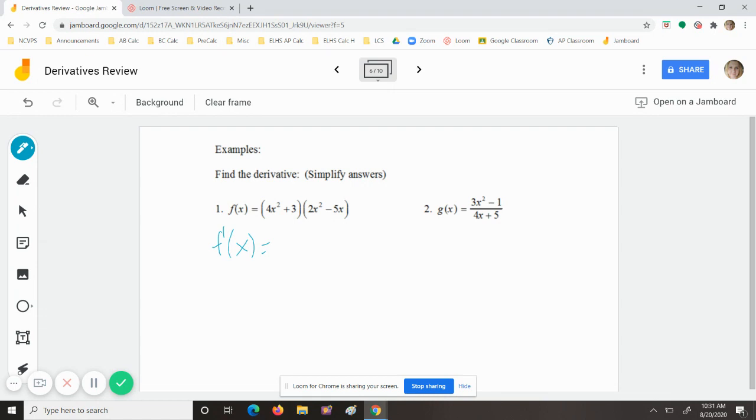So product rule says first times derivative of the second one plus second.